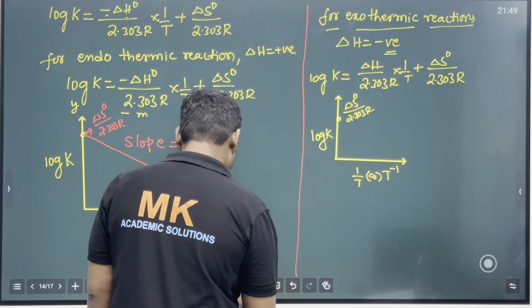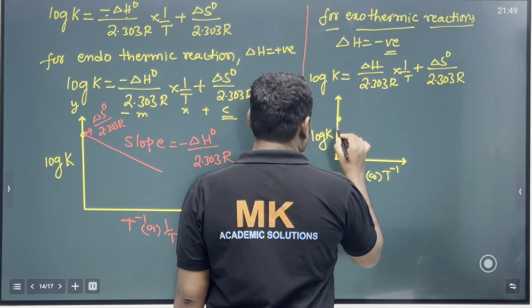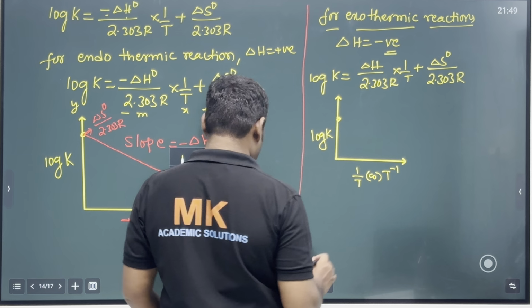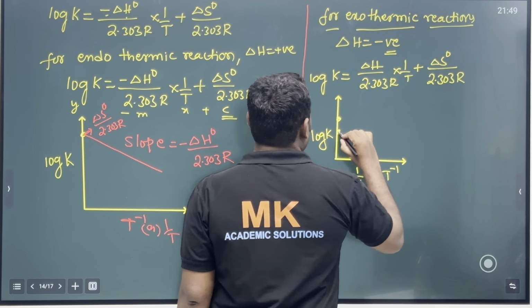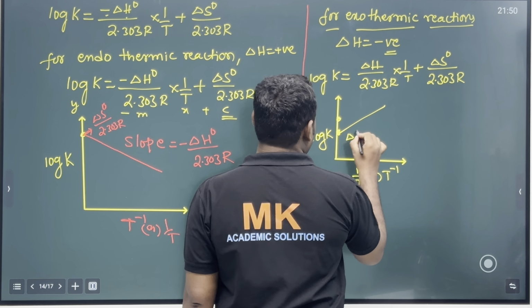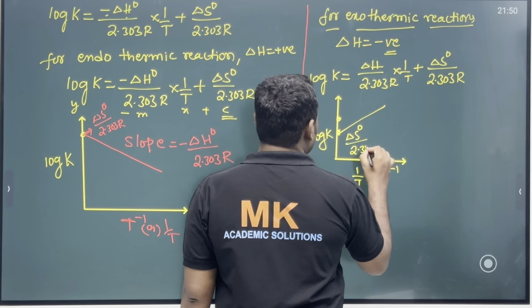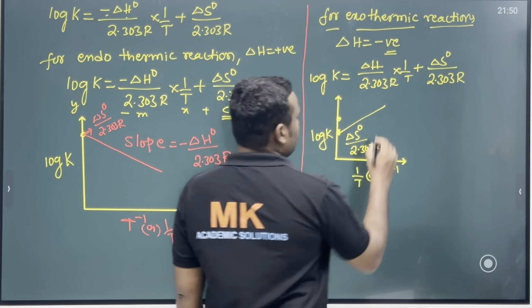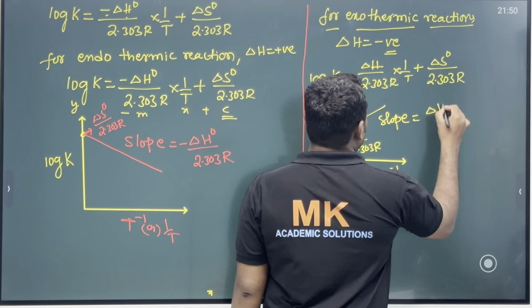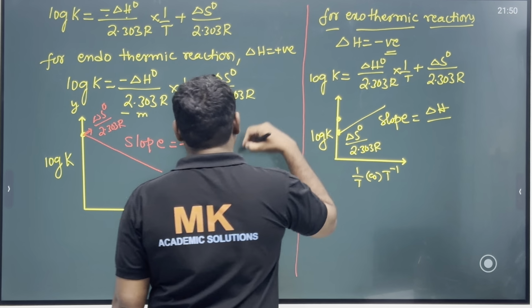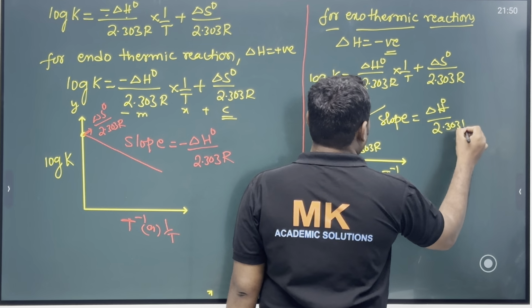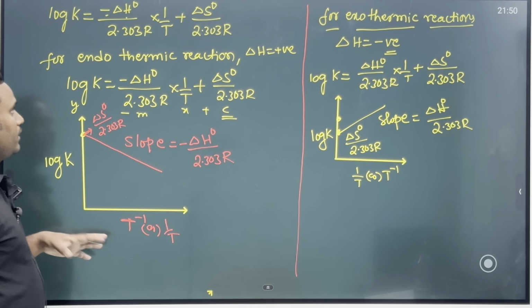Okay, let's consider here. So this is the slope we are going to get here. So first, the intercept is what? Delta S naught by 2.303 R, and what is the slope value? So here slope is equal to delta H naught by 2.303 R.